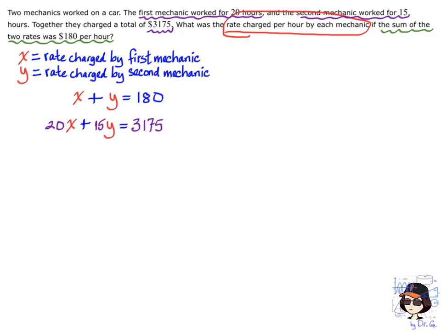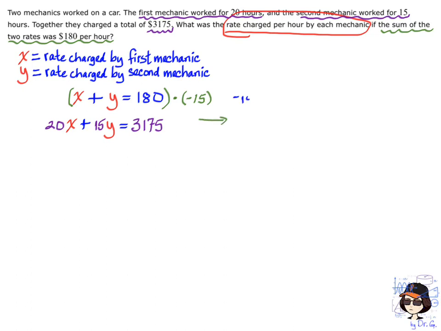Two equations, two unknowns. So we could use substitution, we could use elimination. I like to use elimination. I don't know why. So let's take that first equation and multiply it by negative 15 and add it to the second equation to get rid of the Y variable. You could have decided to multiply it by negative 20 to get rid of the X variable, or you could have decided to do substitution. Okay, so there's a lot of different ways to go. But this is the way I chose to do it.